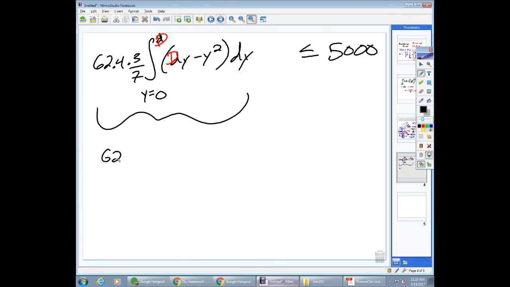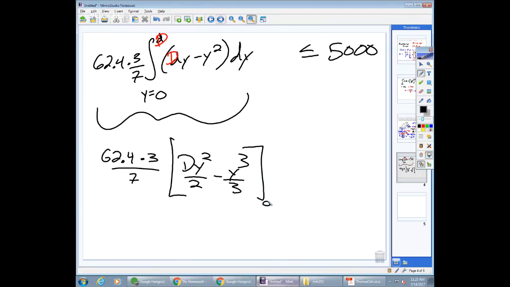Okay, so this isn't too bad. We've got our 62.4 times 3/7. And then our antiderivative here is going to be what? Capital D y squared over 2 minus y cubed over 3 from 0 to capital D.